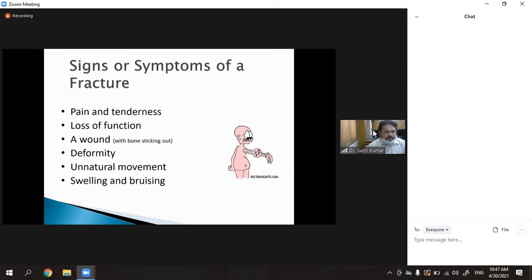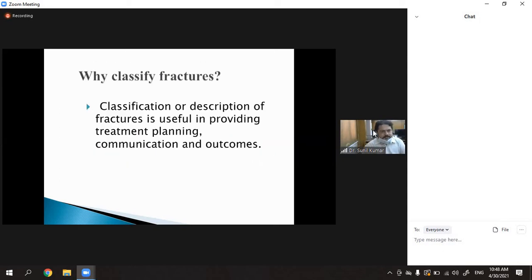The patient cannot move that part. And a wound: if it is an open fracture, there will be a wound communicating with the fracture. Or deformity: because of the fracture swelling, there will be deformity. You will see the limb in an abnormal position, with unnatural movements, and swelling and bruising associated with the fracture. We can see all these things in a patient with a fracture.